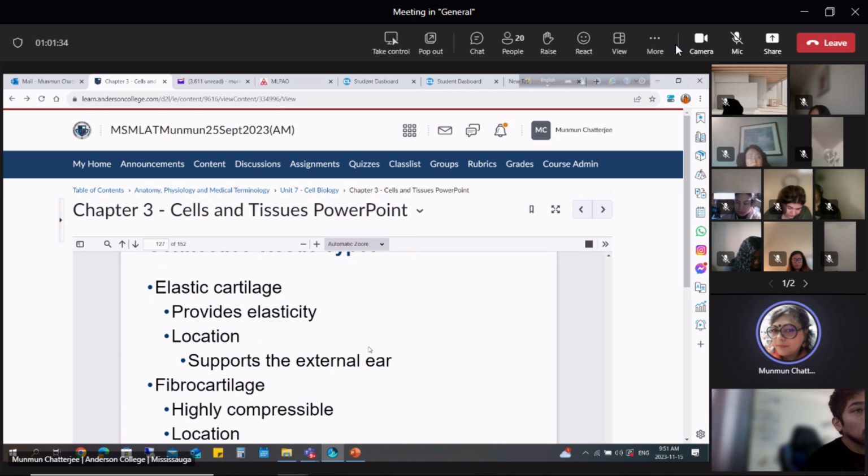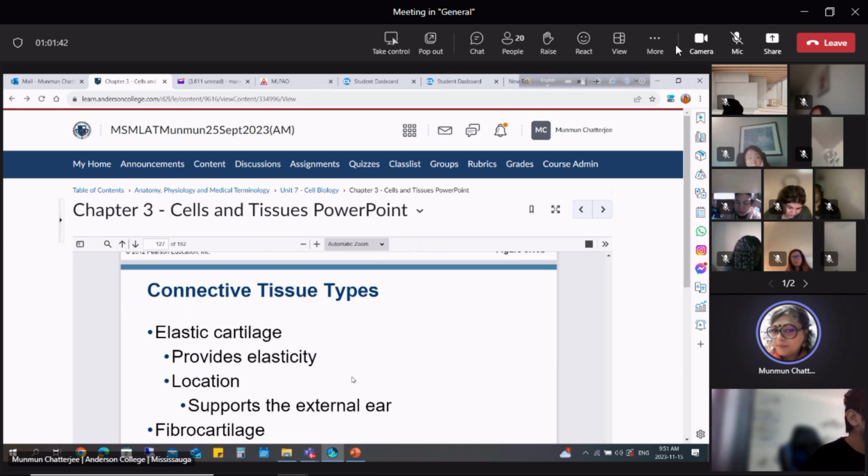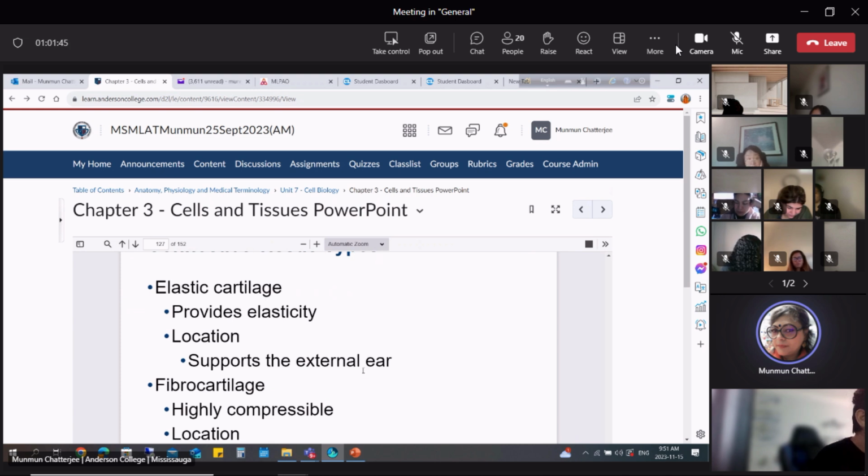And now we have two different types of cartilage: elastic cartilage and fibrocartilage. Elastic cartilage, from the name we can understand, provides the elasticity. What is that one? External ear. You can bend it. It's soft, yet firm. You can bend your ear. That is the elasticity. So elastic cartilage can be found in the external ear, mainly the pinna.